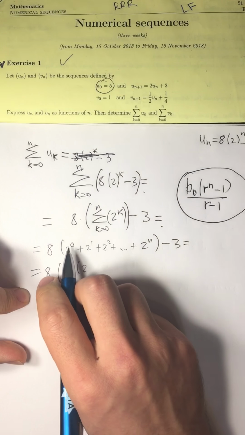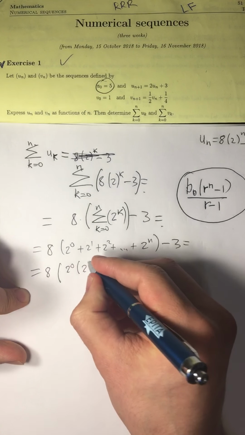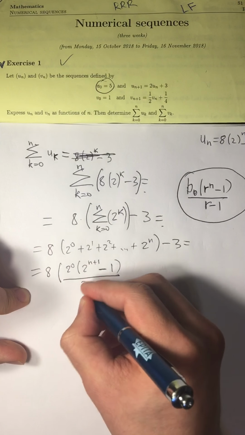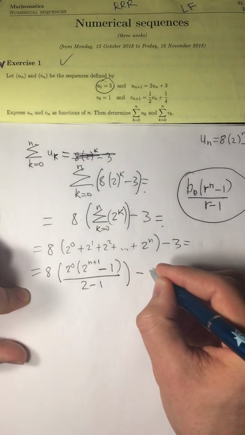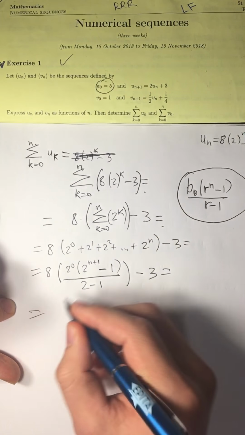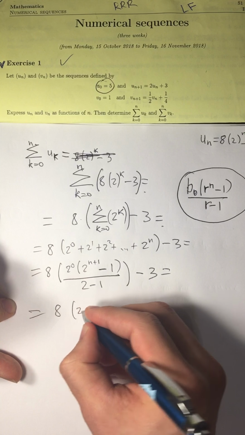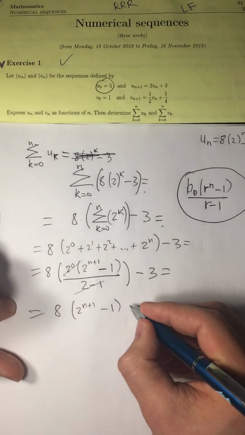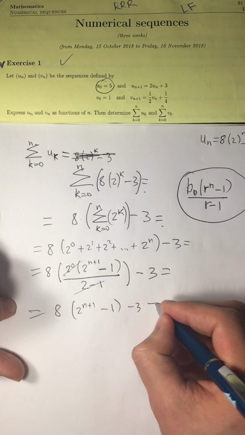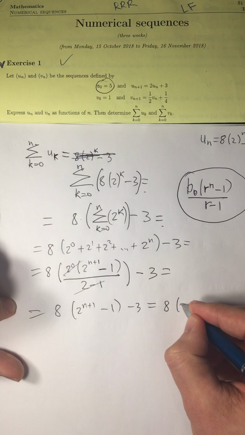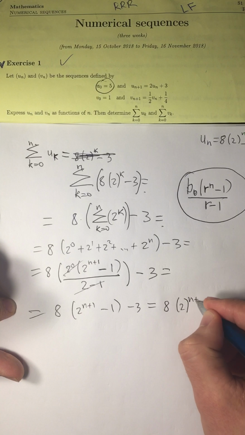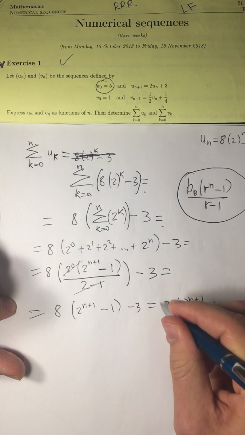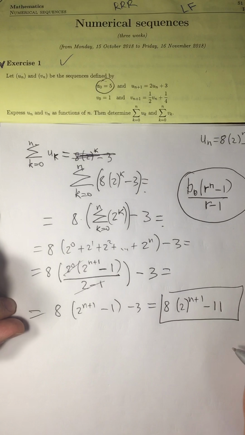How many terms do we have? From 0 to n, it's not n, it's n plus 1. You have to be careful here. Minus 1, divided by 2 minus 1, minus 3. So this is 8 times 2 to the n plus 1 minus 1, because you can cancel the denominator, it's just 1, minus 3. You can stop here, or you can write 8 times 2 to the n plus 1 minus 8, minus 3, which is minus 11.